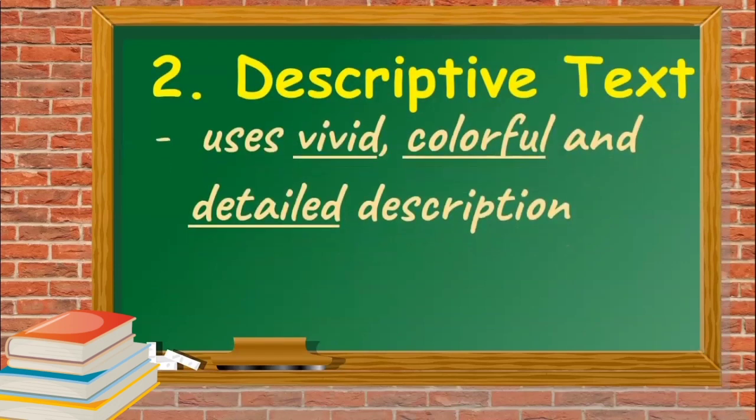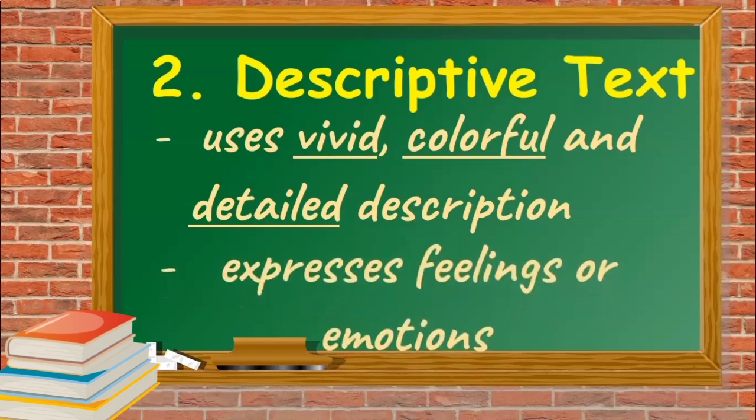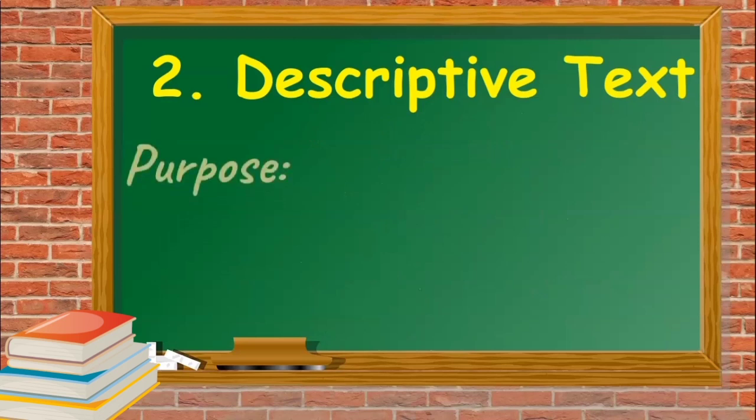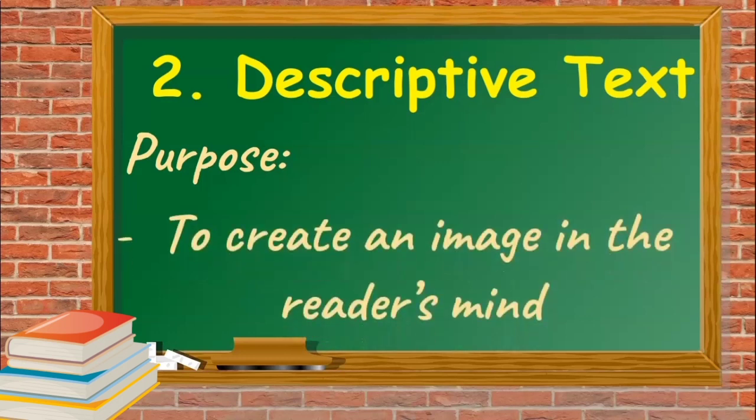This is a text type that gives information to its readers by using vivid, colorful, and detailed description of something. It expresses feelings or emotions which uses the reader's 5 senses. It also creates images in the reader's mind. In a descriptive text, the author describes something from their own experience, and through careful choice of words and phrasing, they make it seem like it is real. The purpose of a descriptive text is to create a clear image in a reader's mind.